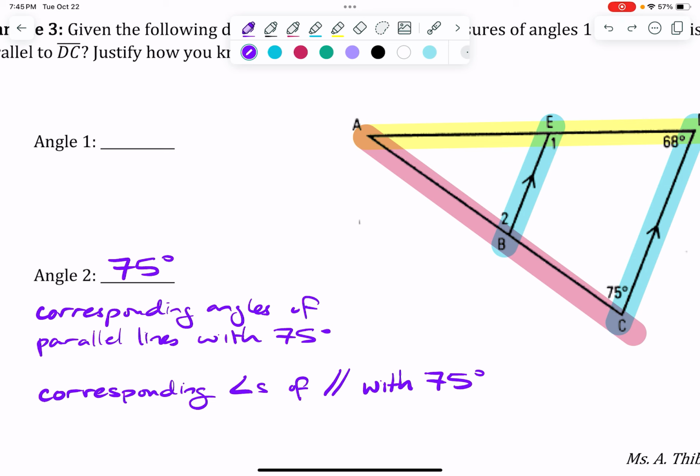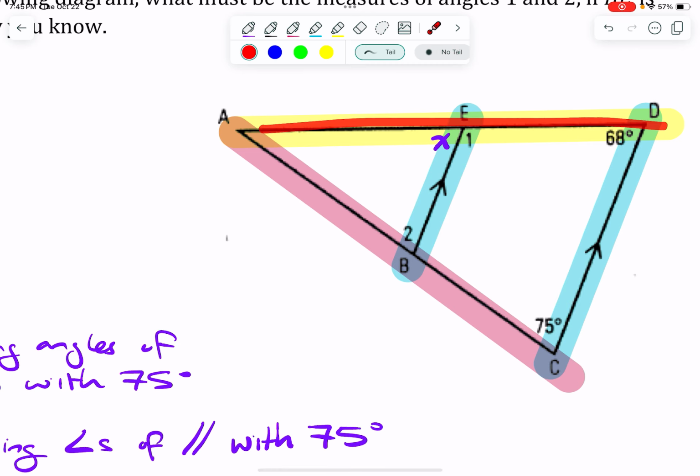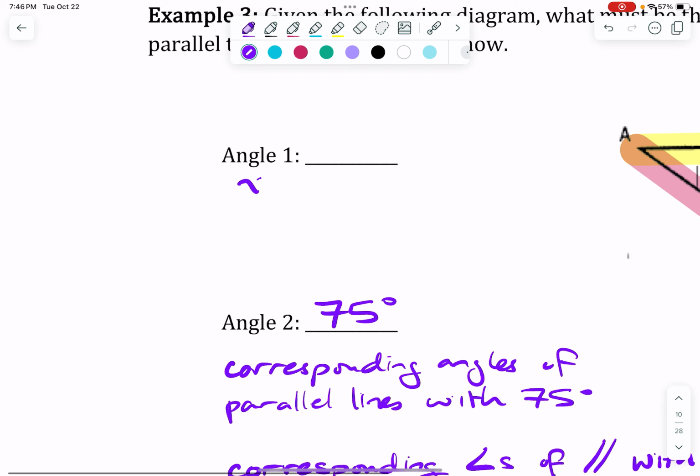Angle 1 we also need to find. There's a variety of ways to do that as well, but I just love corresponding angles, and I see one right over here. It's not a target angle, but it's one that could potentially help us. You can label that as, I don't know, X. That seems like a good variable for an unknown. And X, because it's a corresponding angle with those parallel lines with the 68 degrees, X must also be 68 degrees. So that's something I know. X is 68 degrees.